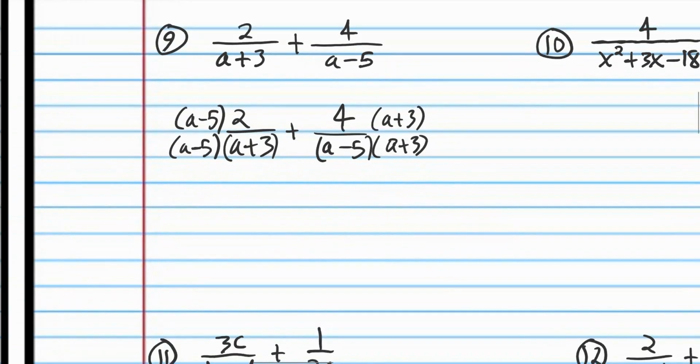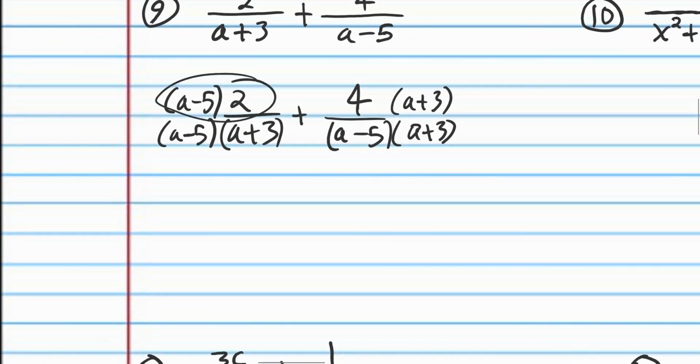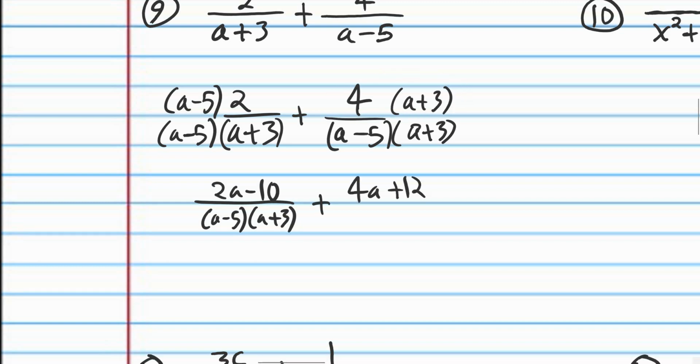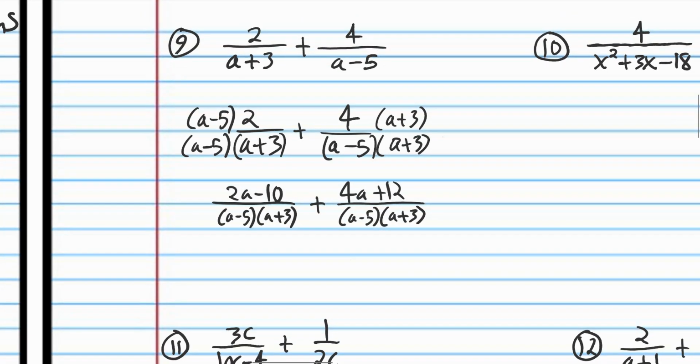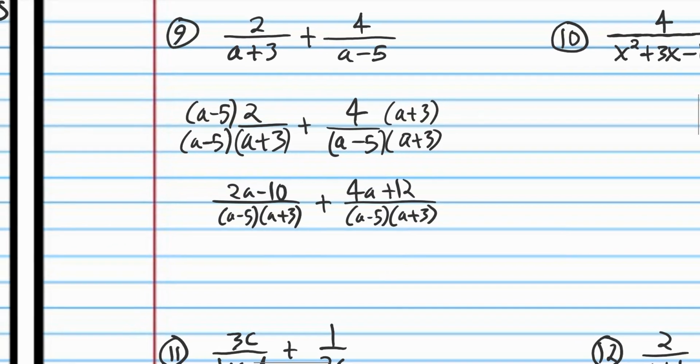So now, we're going to go ahead and distribute on the top, and we get 2a minus 10. And the bottom we have a minus 5 times a plus 3. And over here we're going to distribute 4 times a plus 3. That would be 4a plus 12. And so again, why did we do that? Well, because now we have a common denominator. And in algebraic terms, it just happens to be the lowest common denominator. There's a lot of different ways we could do this, but this is the easiest way.